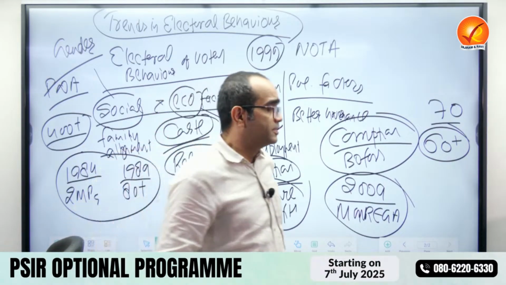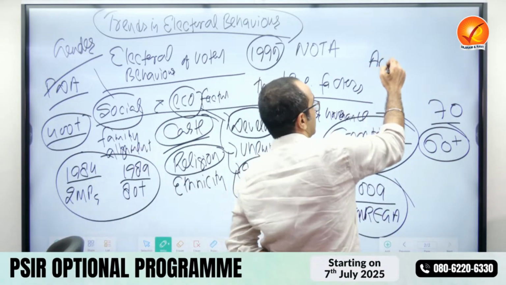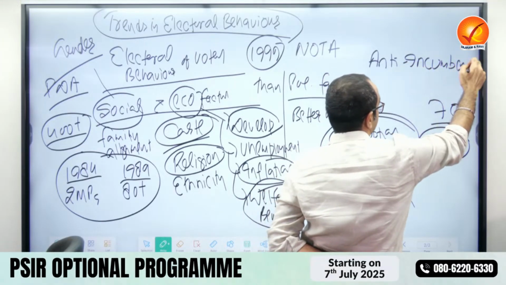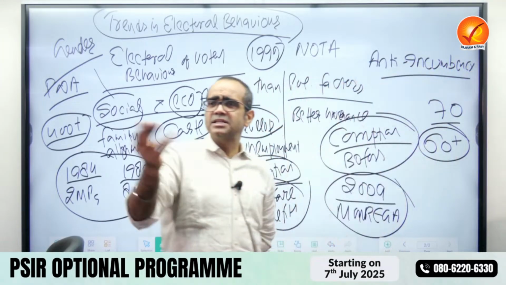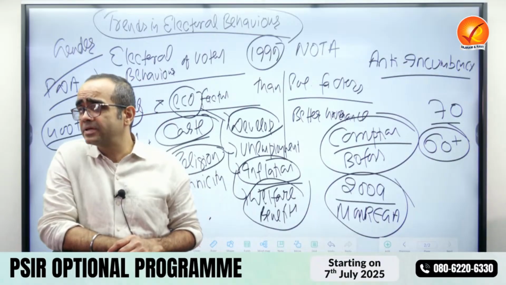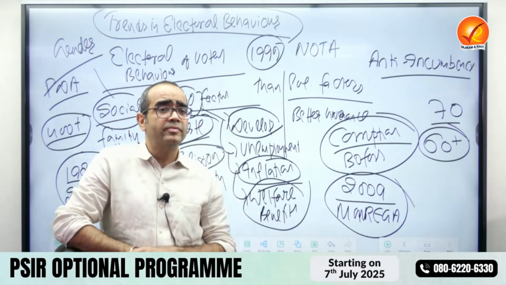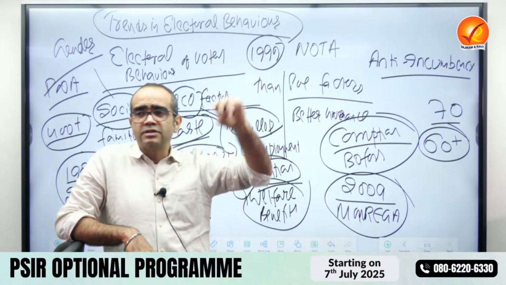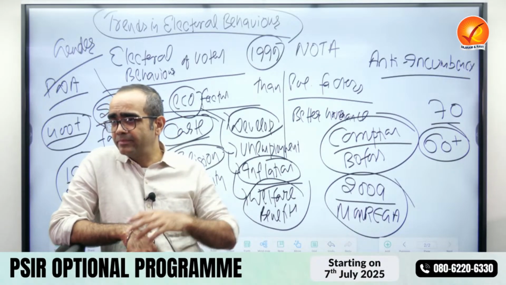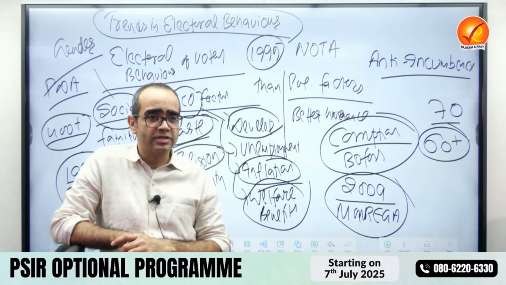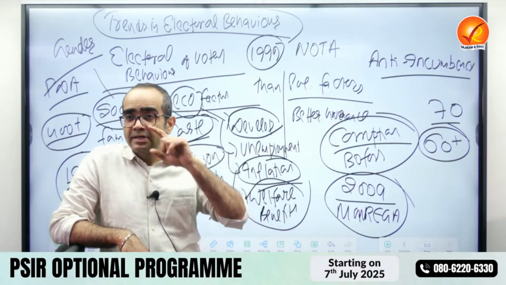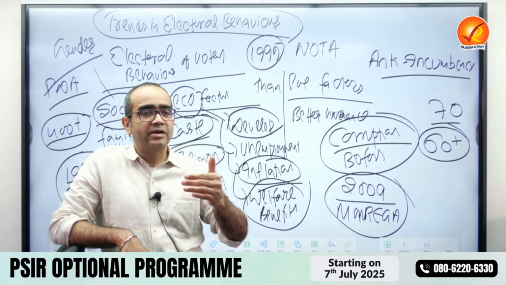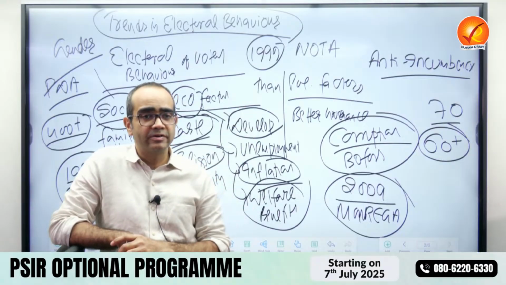There's something you will study in newspapers that is called anti-incumbency. Anti-incumbency means dissatisfaction against the present government. They want to give a new government a chance. The same happened with Delhi. The Aam Aadmi Party was ruling for 3 consecutive terms, and voters gave BJP a chance. The same happened with Odisha, where the Naveen Patnaik government was displaced by the BJP government.